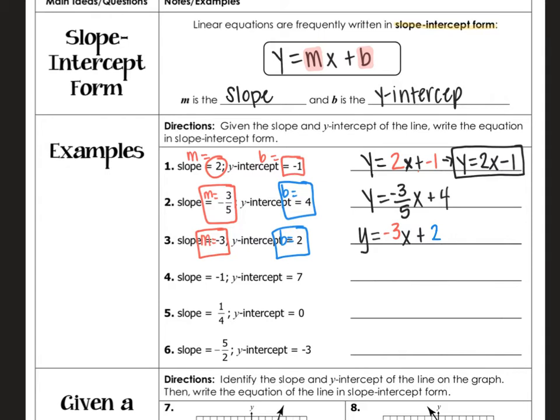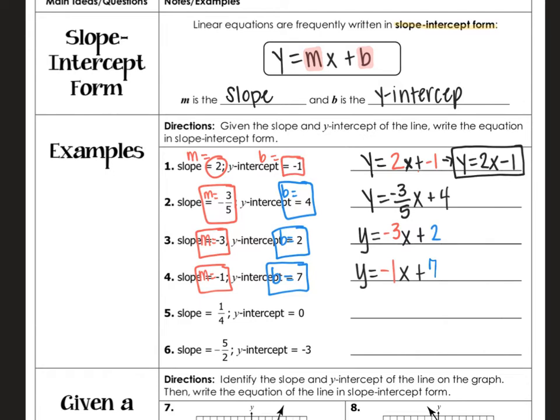All right, number 4. It says the slope equals -1. So remember, slope is our m. And y-intercept, which is our b, that equals 7. So when I'm writing my equation, y equals mx plus b. So instead of writing m, we're going to take the m out, and it says m equals -1, so we're going to put in a -1x. And then instead of b, we're going to take out our b, and we're going to write 7.